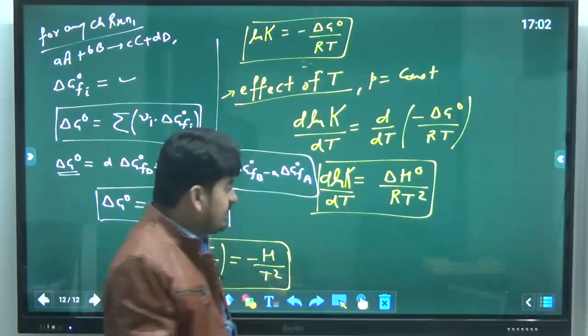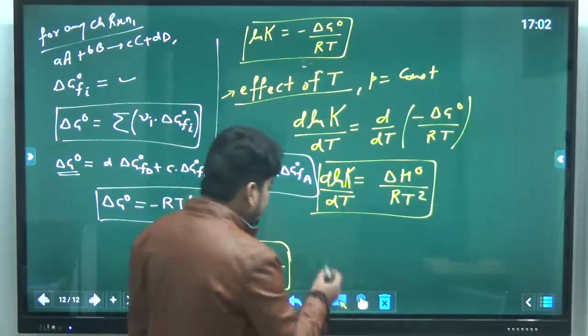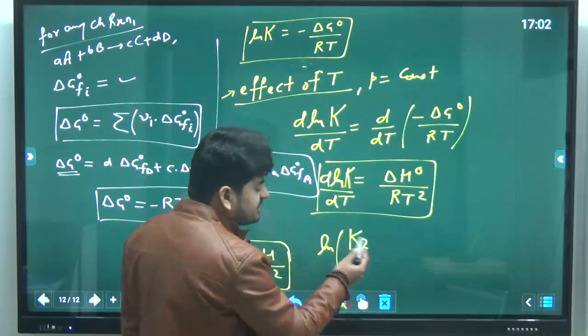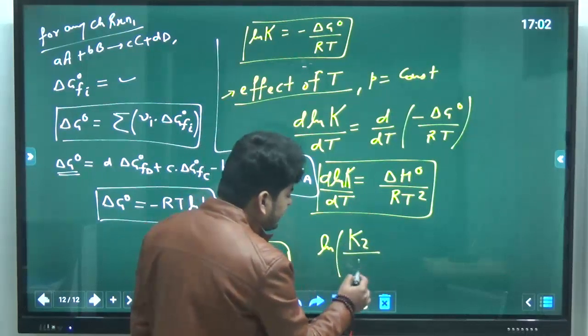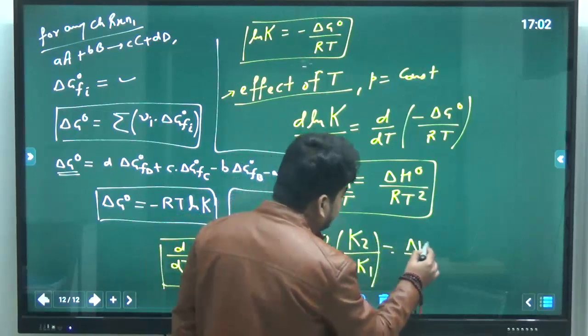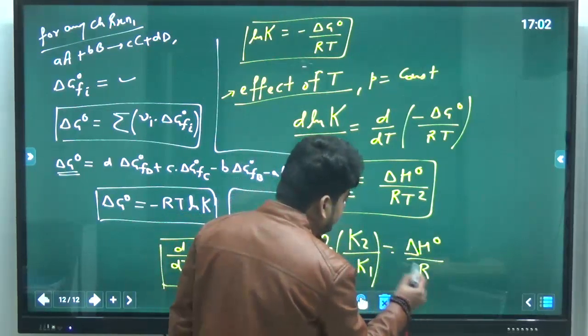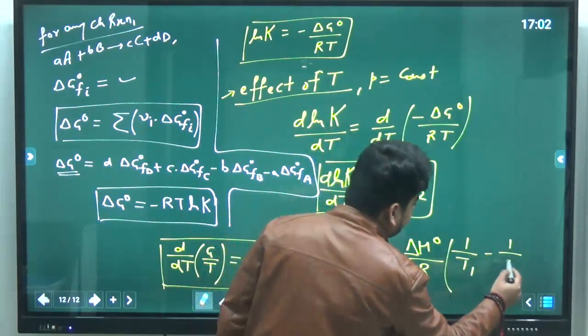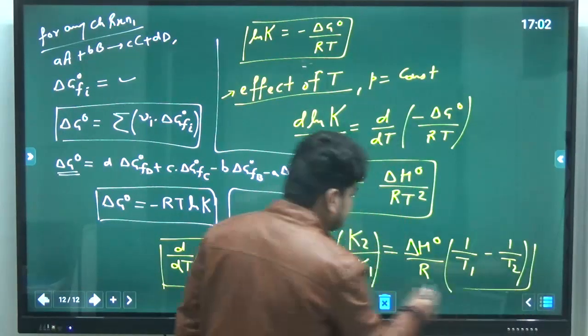as Van't Hoff equation. Okay, because if you integrate this equation from state 1 to state 2, then you will get the equilibrium constant at temperature T2 to the equilibrium constant at temperature T1 is equal to delta H naught over R, 1 over T1 minus 1 over T2.